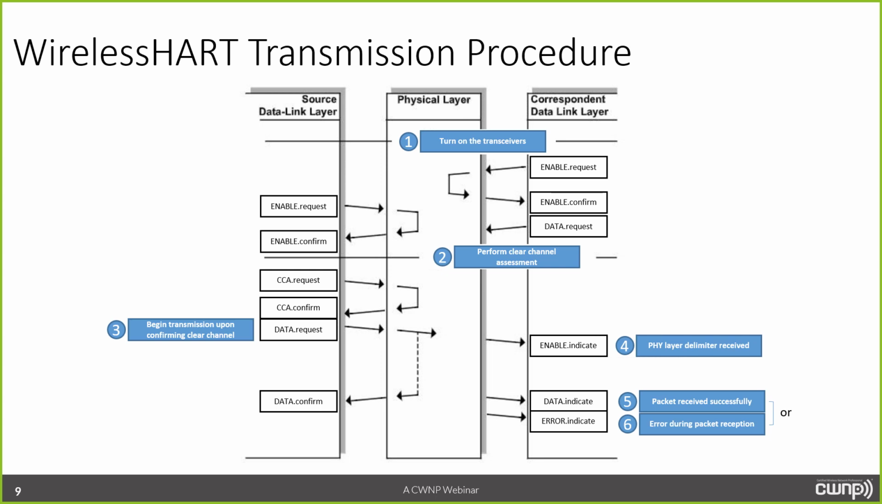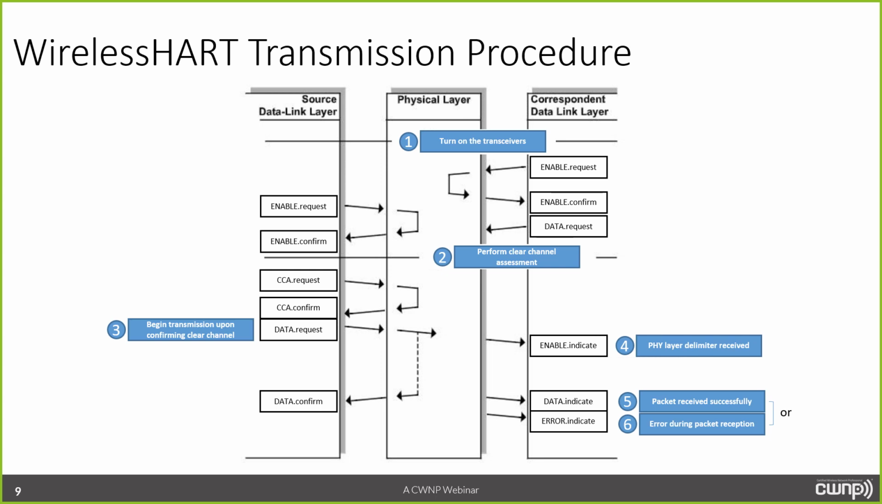And we're beginning the transmission, of course, at the data link layer. And then the PHY layer receives that request, and we send the packet. Now, notice that we're transmitting it, beginning at the data link layer, and then of course the physical layer actually sends it.